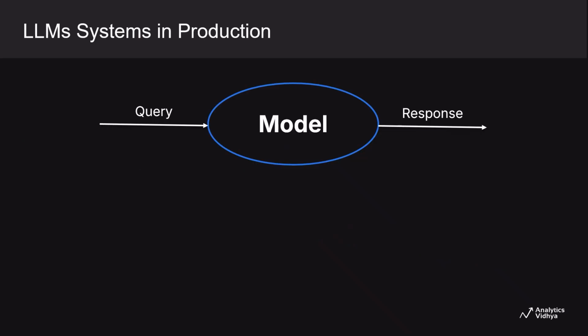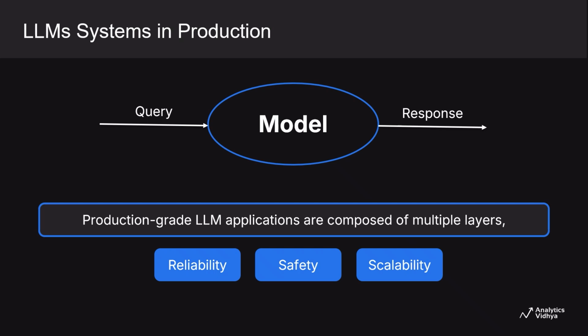When people first think about an LLM system, they usually imagine something very simple. A user asks a question, the model processes it, and a response is generated. But this simple picture hides a lot of complexity. Real-world systems include several additional components that ensure reliability, safety, and scalability.